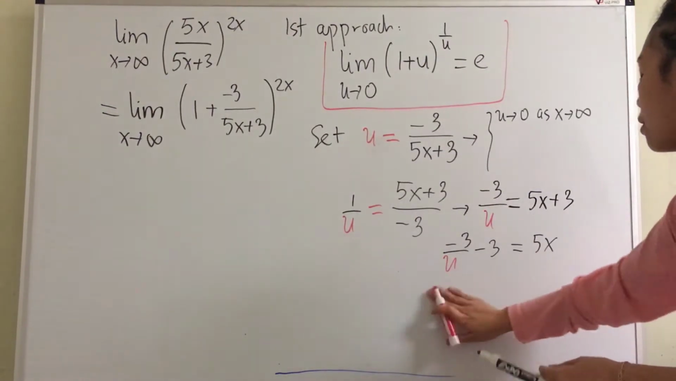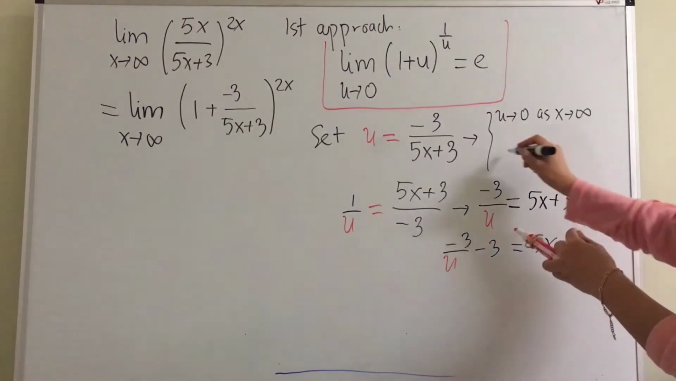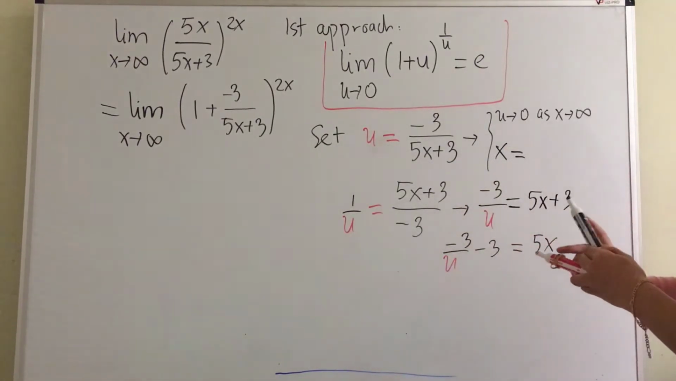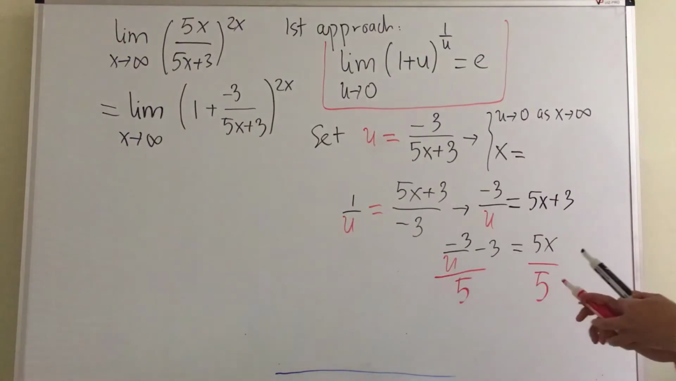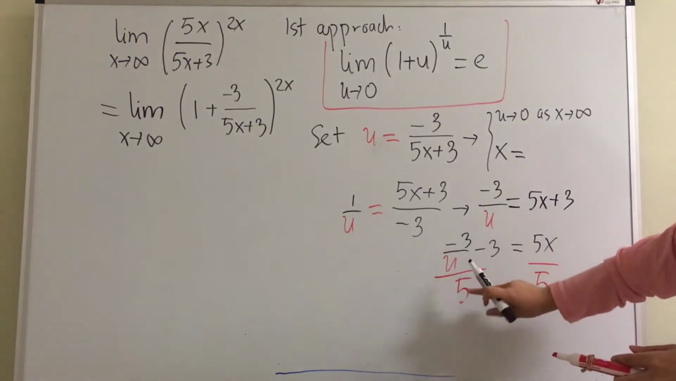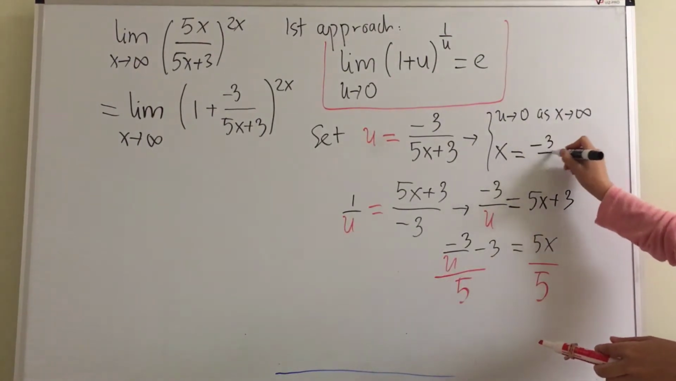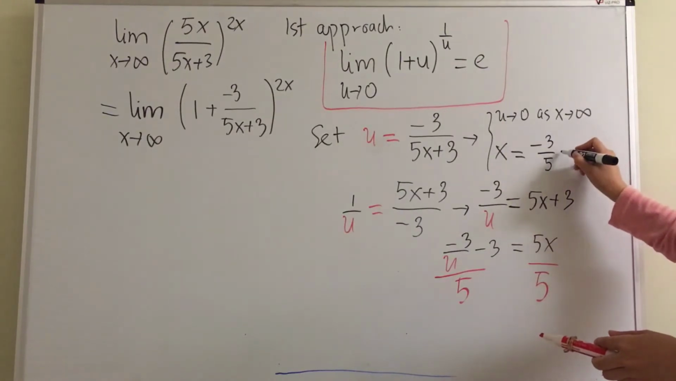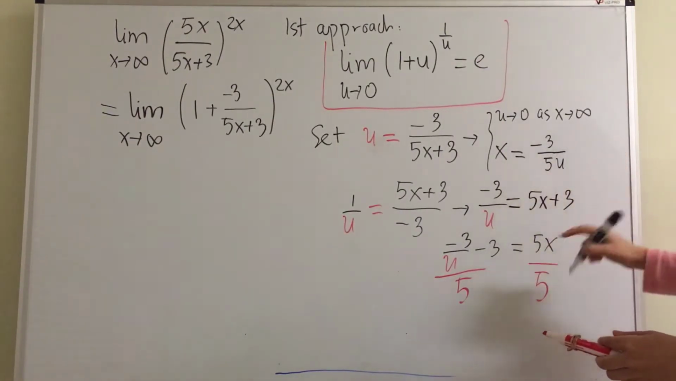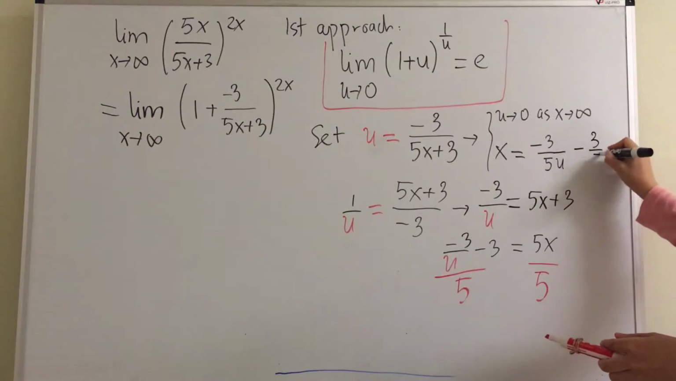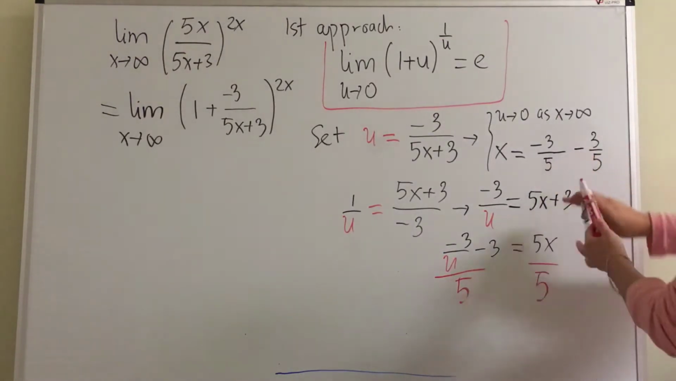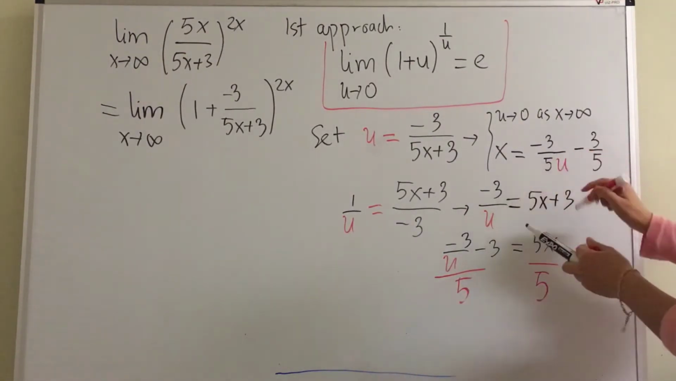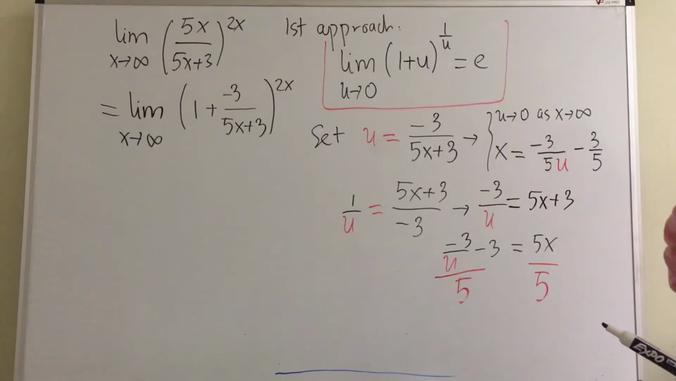And if I divide both sides by 5, I have x here should be equal to negative 3 over 5u minus 3 over 5. You see that? That's how I solve for x from this equation. You see it? And let me color this one. This is u. You see it?